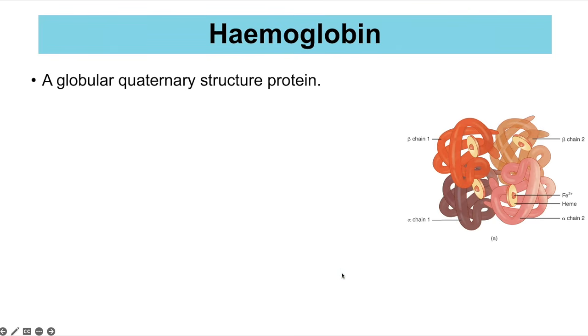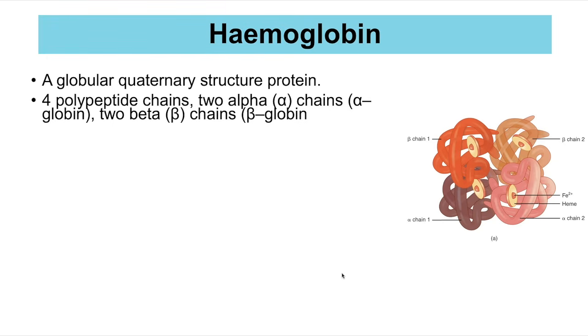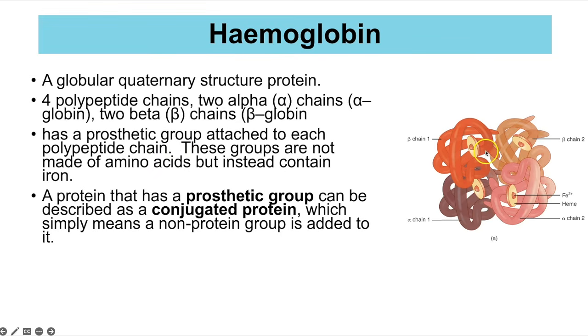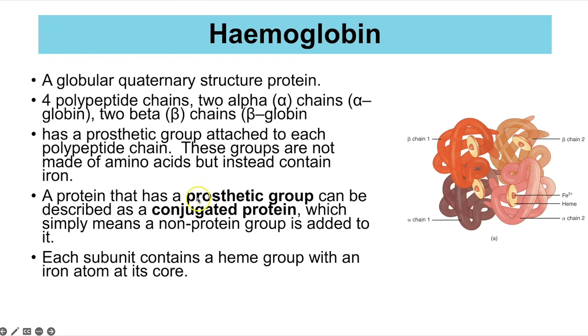So let's have a look at hemoglobin in a bit more detail. We said it's a globular protein. It also has a quaternary structure. It's got 4 polypeptide chains, 2 that are called alpha chains and 2 that are called beta chains. It has a prosthetic group attached to it, and that is the heme group, which we can see here. It's described as a conjugated protein. Conjugated means it has a prosthetic group added to it. And that prosthetic group is the heme group, which contains iron, and it's the iron that the oxygen is going to be able to bind to.